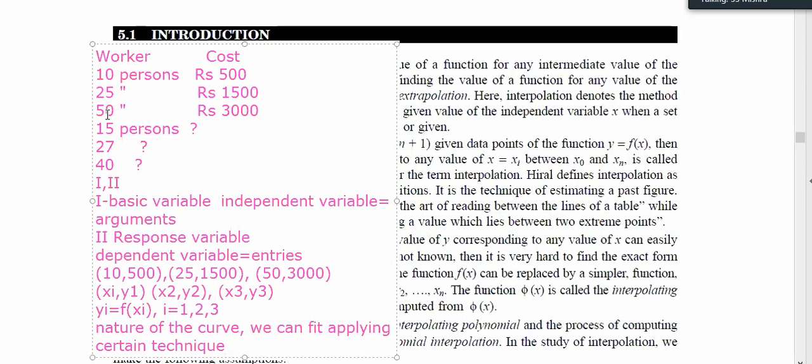Interpolation can estimate, or forecast, the value of the function for a given value of the independent variable within the range, or inside the range. Inside range is what? Lower range is 10, and upper range is 50. And 15 is lying between, inside the range. When we talk about 27, we can estimate the cost corresponding to 27 by applying the technique of interpolation.